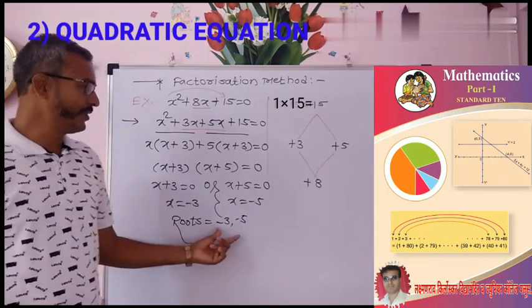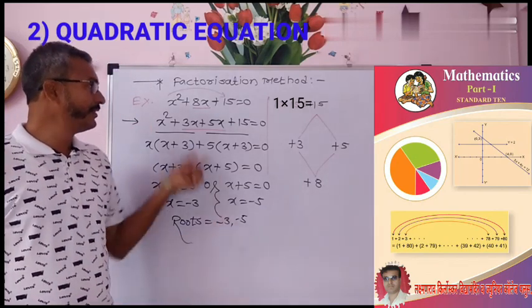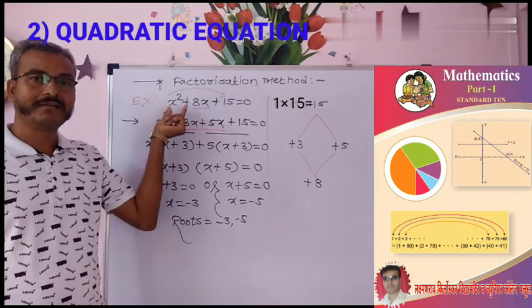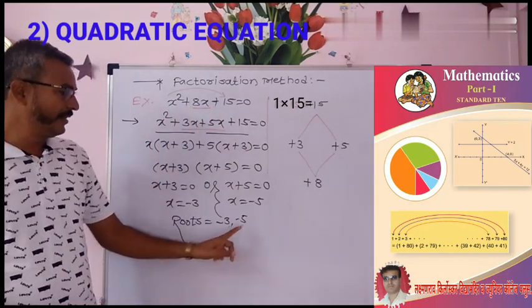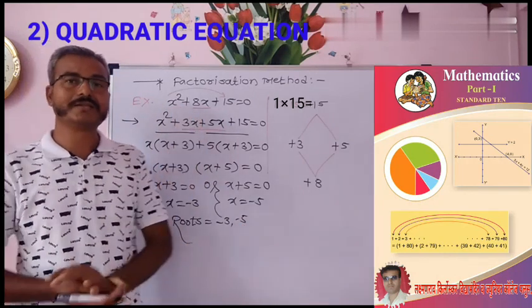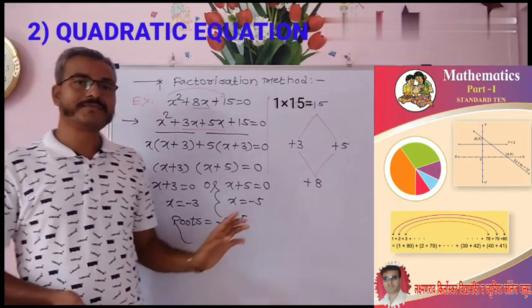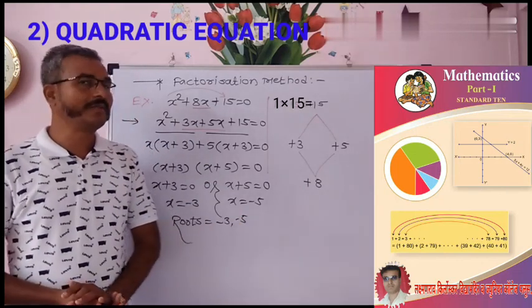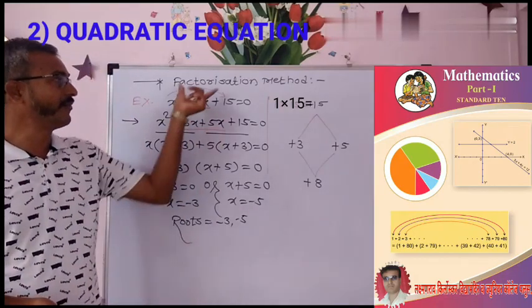So these are the roots of the equation. Roots means that if we put this value in the equation, the quadratic equation will be satisfied. Similarly, if we put minus 5 in this equation, then also the quadratic equation will be satisfied. Hence, minus 3 and minus 5 are the roots of the given quadratic equation. This is called the factorization method.